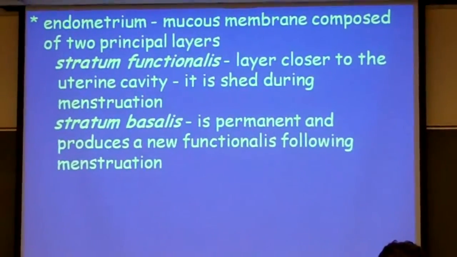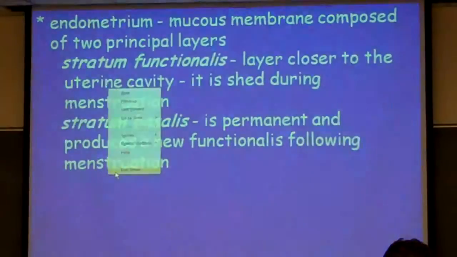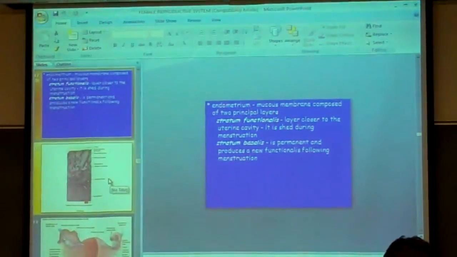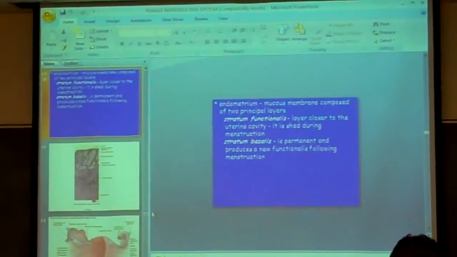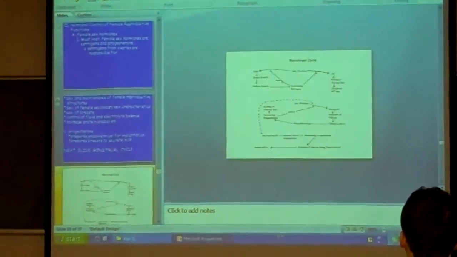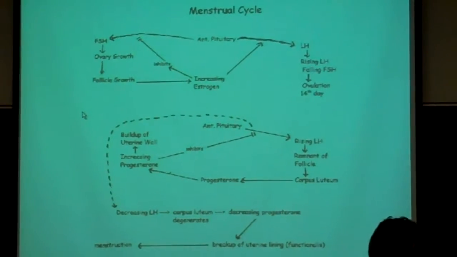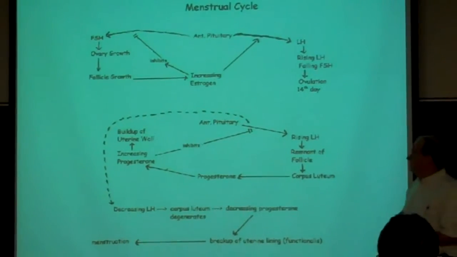The basalis is a permanent layer, and I want to show you one thing. Let me see something right quick. Coming on down, I want to show you something. If I have it in this slide, okay, right here. I'm going to introduce you to this real quick because it's about time to go. In the menstrual cycle, let me show you.